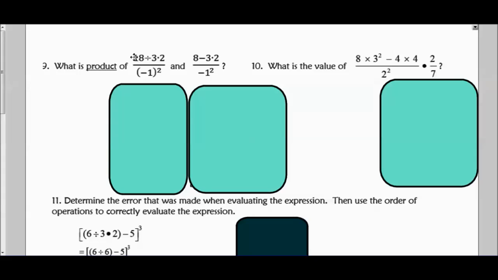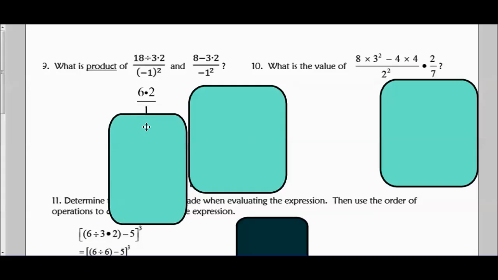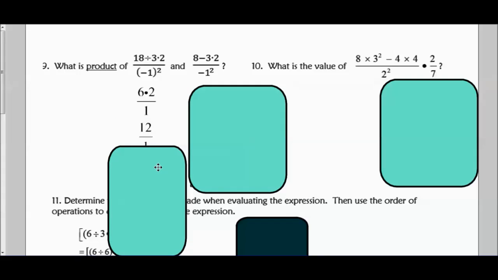On the top of this one, we have to go from left to right. We have division and multiplication. So we're going to do that division first. That's 6. And we'll square this negative 1. When it's in parentheses, we can trust the calculator. Negative 1 squared is negative 1 times negative 1 or positive 1. And now we'll just multiply that out on top. That's going to be 12. And 12 divided by 1 is 12.